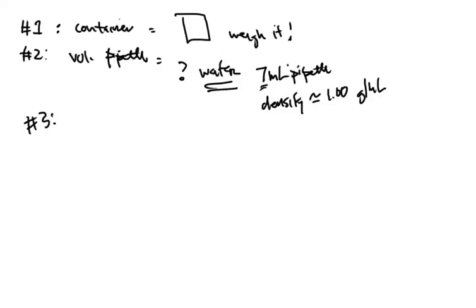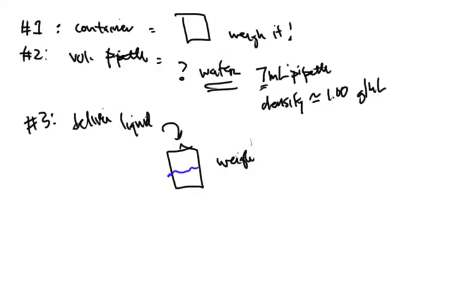So number three, you'll then deliver that liquid into the container. And now we've got some liquid in here. You like my sound effect? And then we're going to weigh it again. And then when we reweigh it, whatever volume your pipette is, that is exactly equal to the number of grams that you should get on the balance.